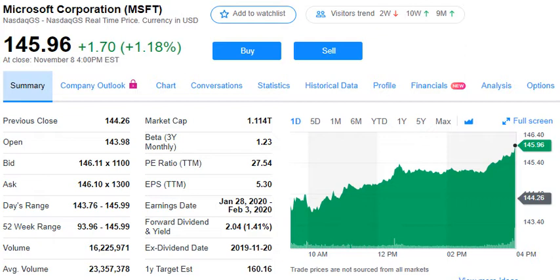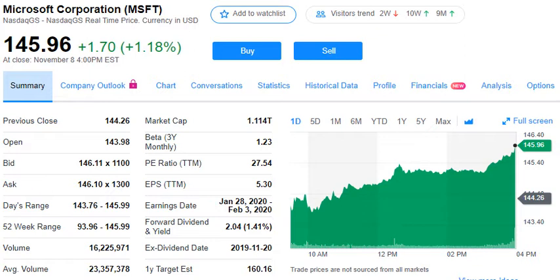That is a three monthly. That's a monthly metric for Microsoft stock. The PE ratio, that is the price to earnings, and you see the parentheses there, TTM, that means trailing 12 months. The price to earnings, 27.5.